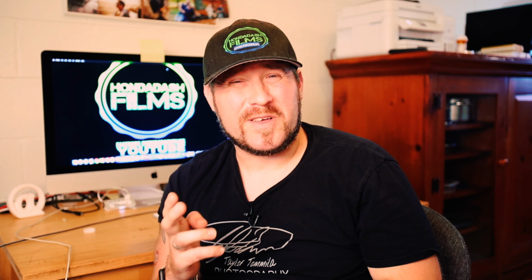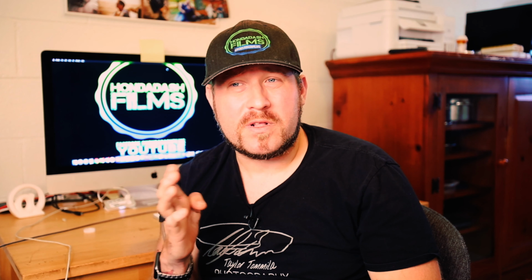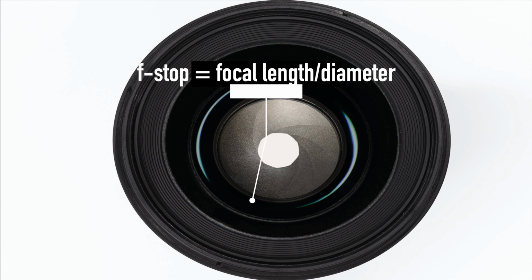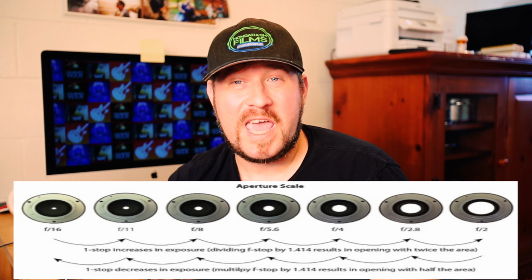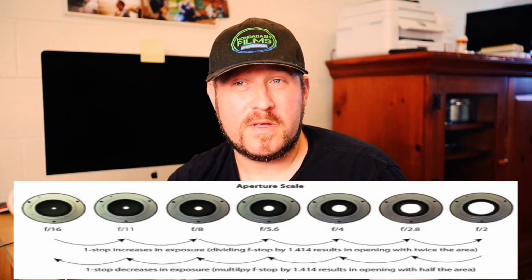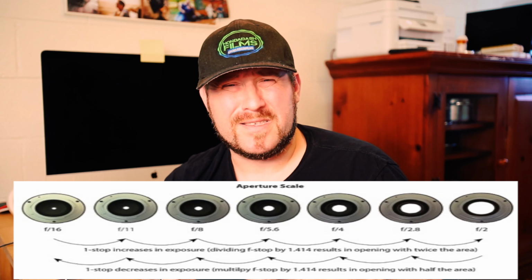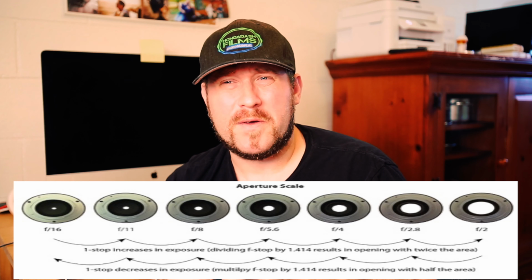Now, without getting too technical, an f-stop is a ratio that relates to the size of that opening. Mathematically, it is equal to the focal length of the lens divided by the diameter of the opening. At first glance, the values on the f-stop scale can be very confusing. The numbers don't seem to make any sense. Why do small values correspond to larger openings and vice versa?